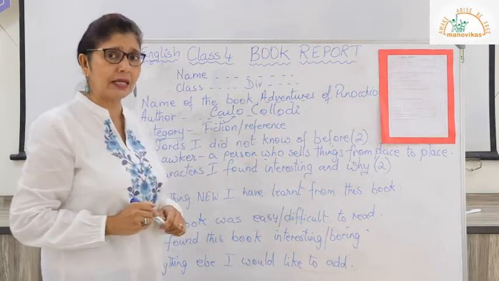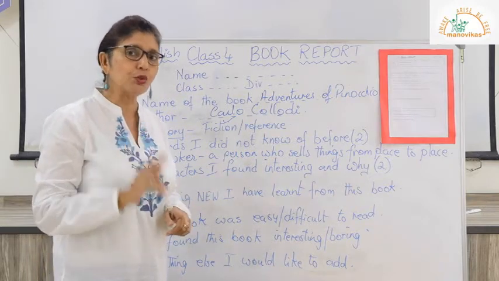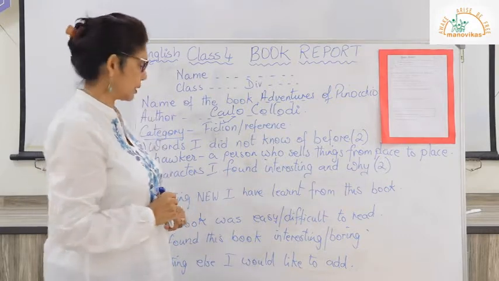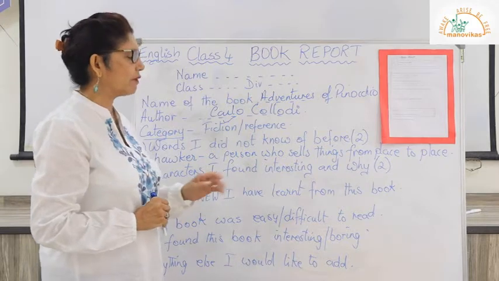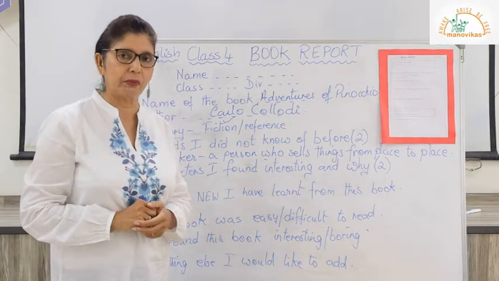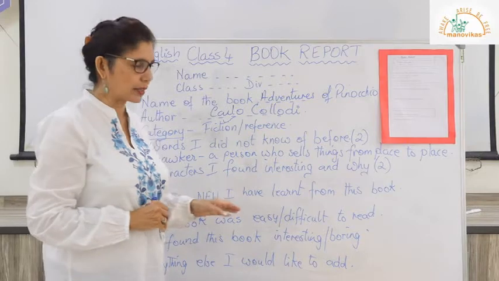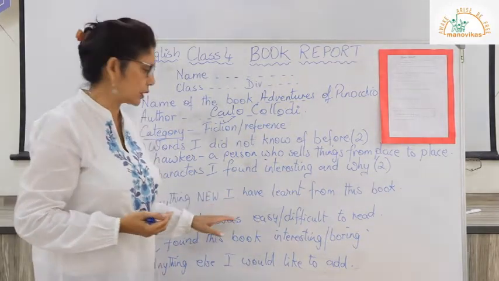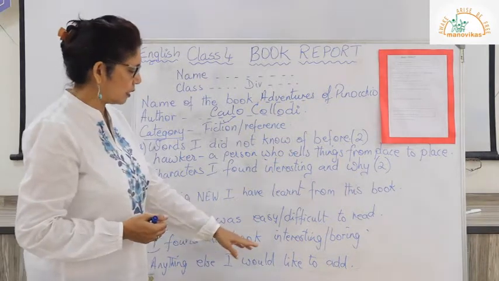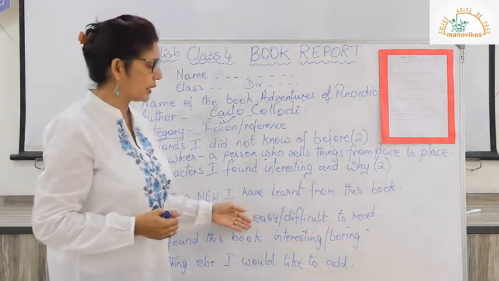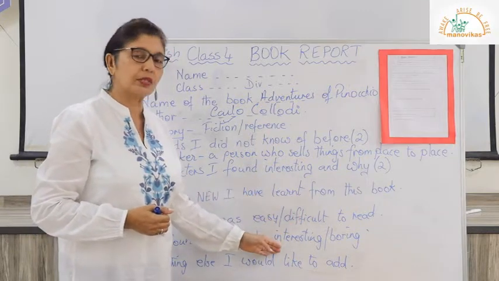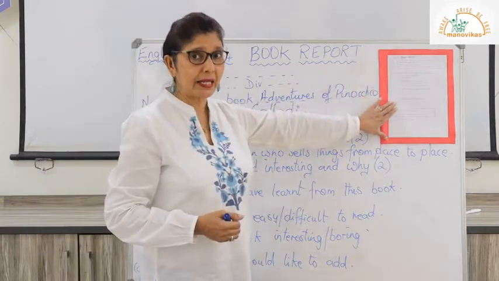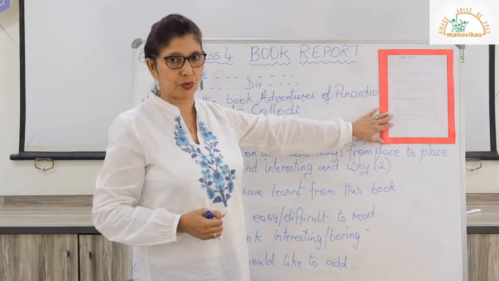Characters I found interesting and why. So you name 2 characters, write their names, and write down why you found them interesting. And then anything new I have learned from the book or from the story. So you write down what you have learned. Whatever message the story has given you, you can put it down here. And then of course these are the options that you have to tick, whether it was easy or difficult, whether the book was interesting or boring. Now don't worry about this, children. I will be sending this to you through the Google Classroom.